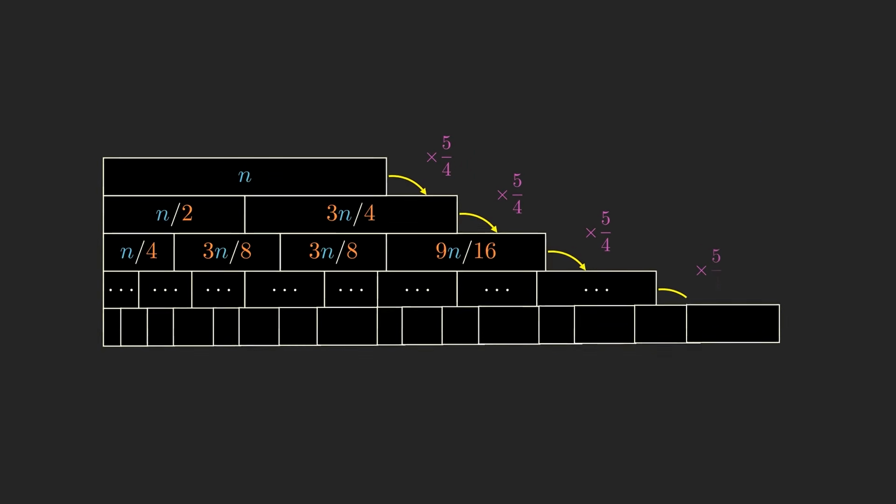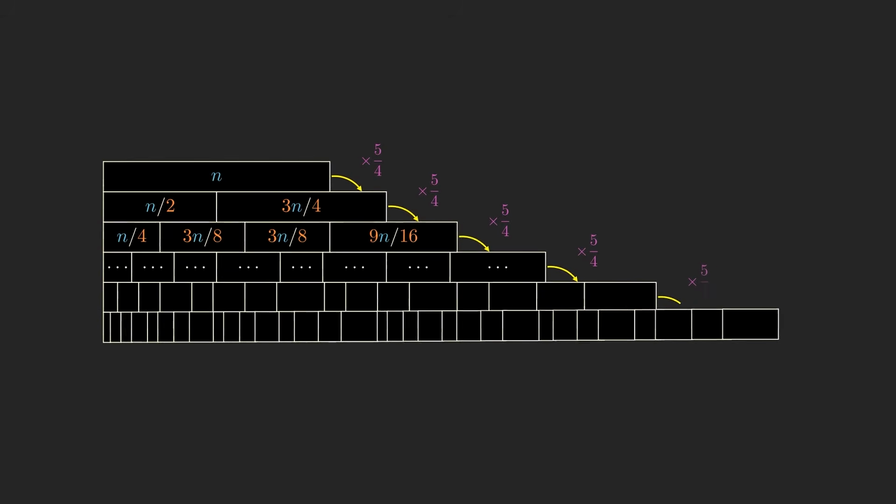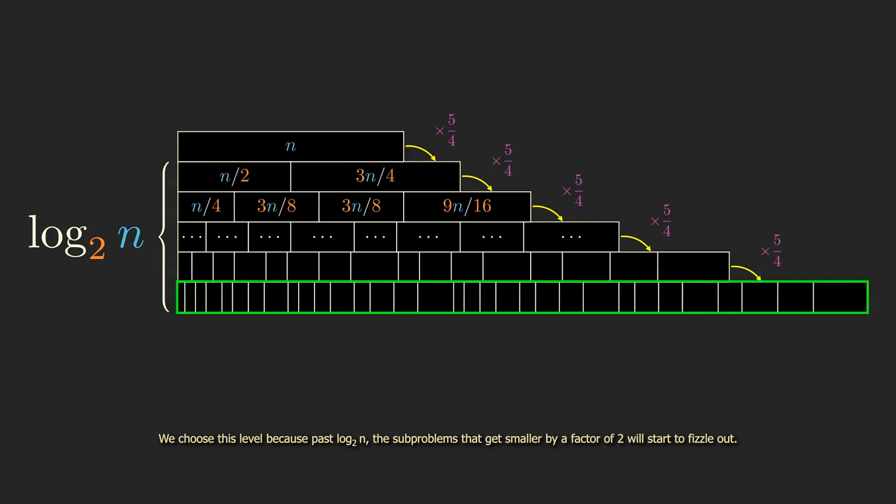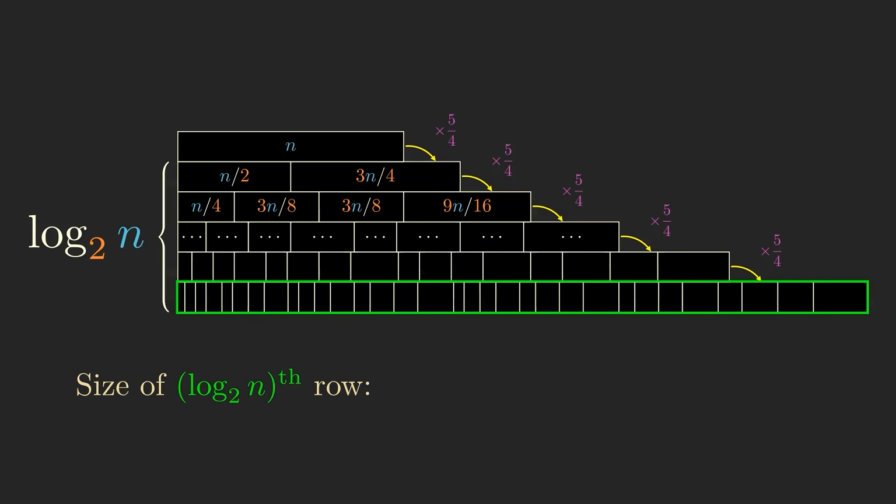But this is not good. Think for a moment just about the row of blocks that is about log base 2 of n levels down from the top. The size of each successive level compounds by 5/4. So the size of the log base 2 of nth row will be n times 5/4 to the log base 2 of n, which is n times n to the log base 2 of 5/4, or roughly n to the 1.32. We don't even have to bother counting up the rest of the levels in the stack.